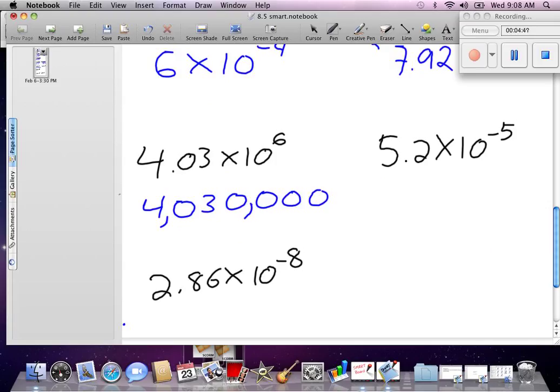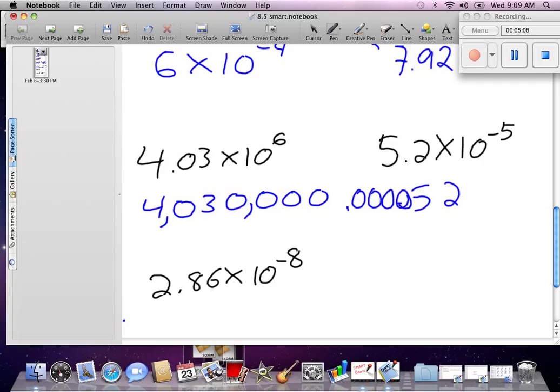Is this going to be 5.2 times 10 to the negative 5? Is this going to be a very big number or very small? Why is it going to be small? Because it's a negative exponent. Good. So I know I've got to move it over 5 places. So I'm 1, 2, 3, 4, 5 with a decimal in front. Let me just make sure. 1, 2, 3, 4, 5.